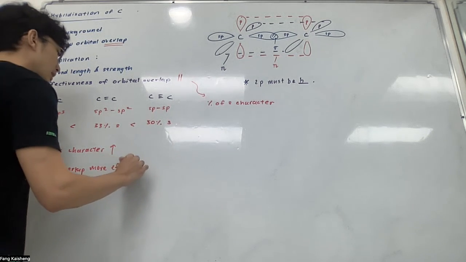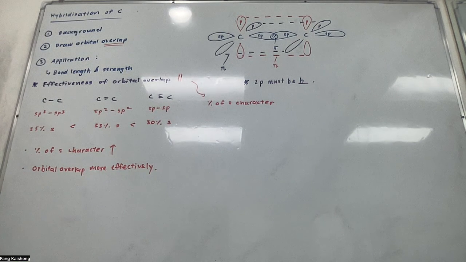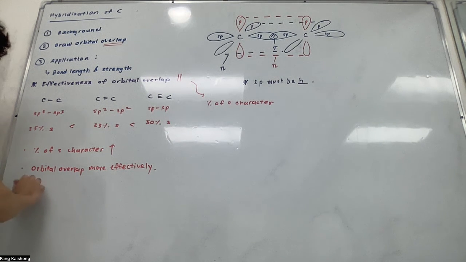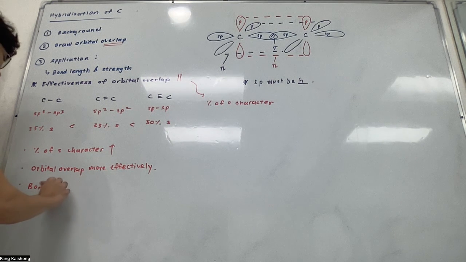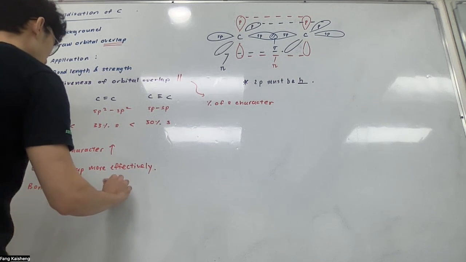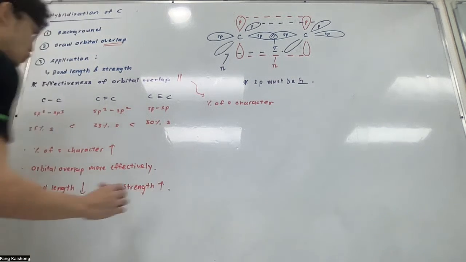So that's just a thing that we need to accept in this portion. The higher the S character, the more effective the orbital overlap, which means what happens to the bond length? Shorter or longer? Shorter. You overlap more, you can clearly see visually that the bond is getting shorter. So bond length decreases, whereas bond strength will increase. The more you overlap, the more secure it is, so it's going to become stronger.